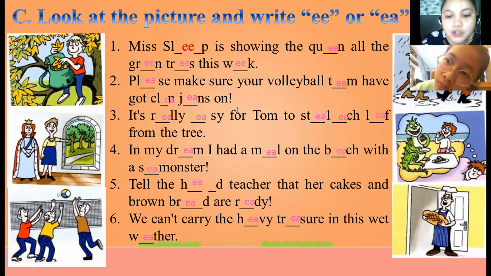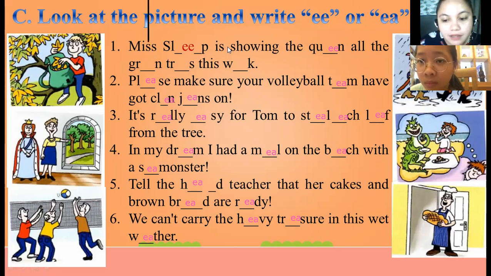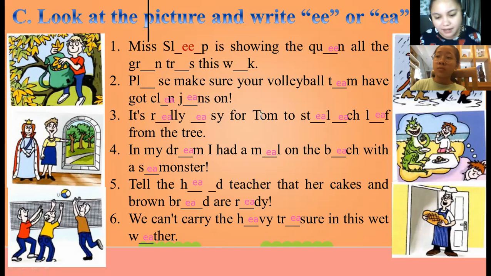So now let's read. Miss Leaf is showing the queen all the green trees this week. Please make sure your volleyball team have got clean jeans on. It's really easy for Tom to steal each leaf from the tree. In my dream, I had a meal on the beach with a sea monster. Tell the head teacher that her cakes and brown bread are ready. We can carry the heavy treasure in this wet weather. Okay, very good, Laura. You got a perfect score of 6 points.